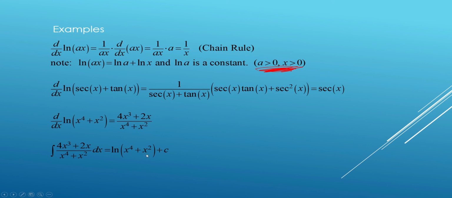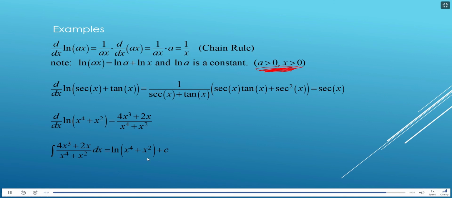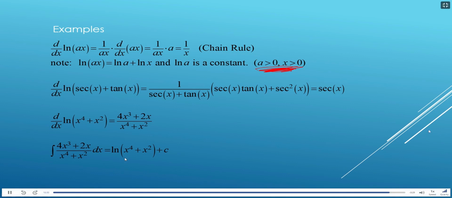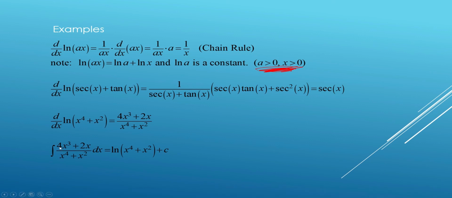X to the fourth plus x squared is going to be positive if x is positive, so we don't have to worry about absolute value around that. See, if you had something down here that could be negative, then you need absolute value when you construct your antiderivative. As a general rule, if the derivative of the denominator of something equals the numerator, you can use your natural log function to integrate it.